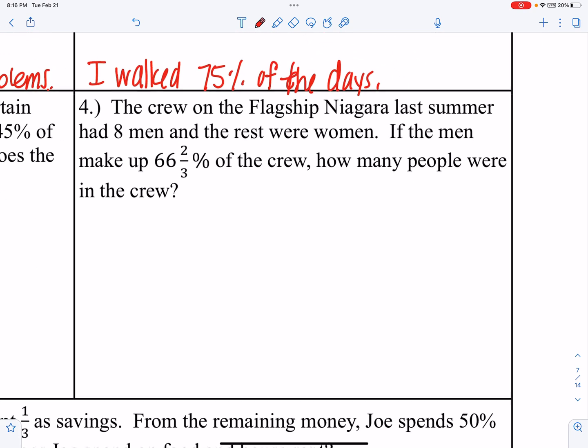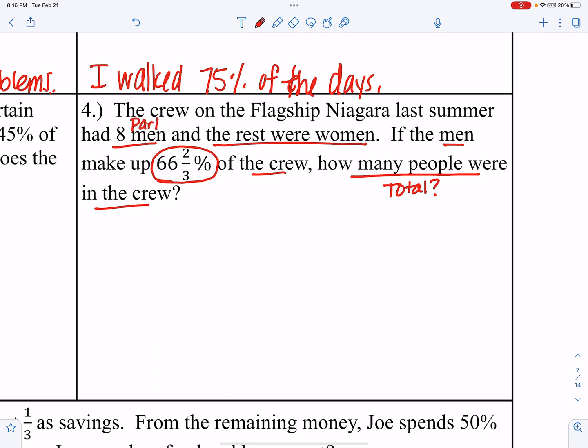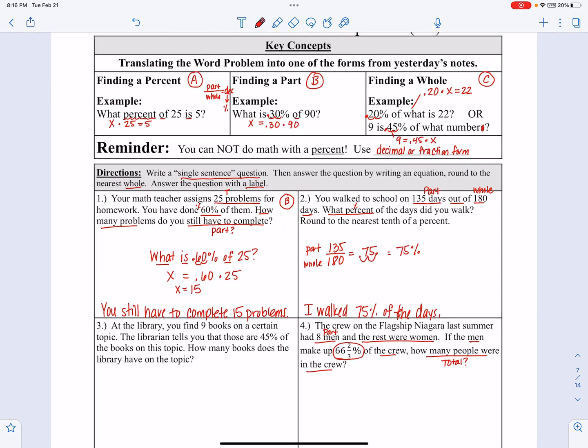So number 4 says, the crew on the flagship Niagara last summer had 8 men and the rest were women. Okay, if the men make up this percent of the crew, how many people were in the crew? So how many people were in the crew? That means I don't know the total. Okay, I do know this part of men, and obviously I know the percent. So let's look at our 3 options here. We have finding a percent, finding a part, or finding the whole.